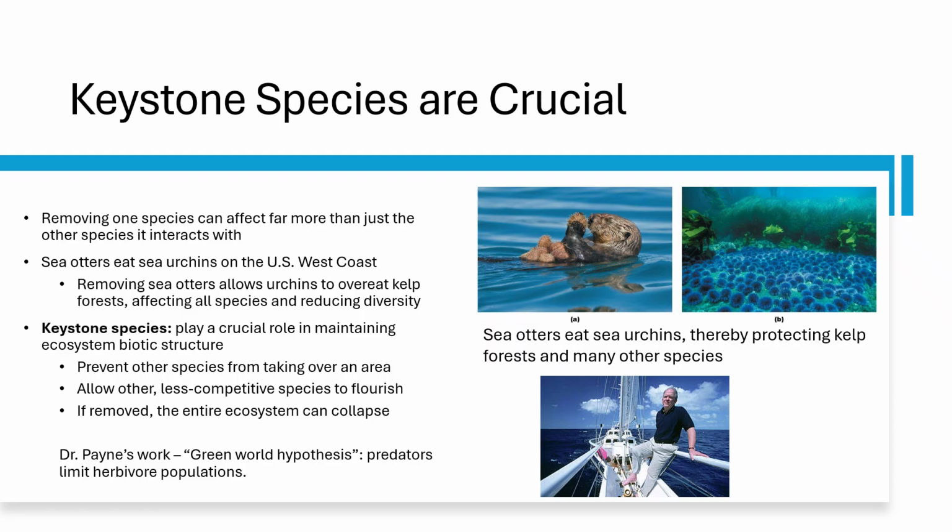If we look at the example of the sea otters, they eat the sea urchins, and that protects the kelp forests. And the kelp forests are extremely important for many, many organisms to survive. They provide habitat, they provide food. The sea urchin is an extremely efficient herbivore of kelp. So if you don't have anything that controls the sea urchins, basically you decimate the kelp forests.